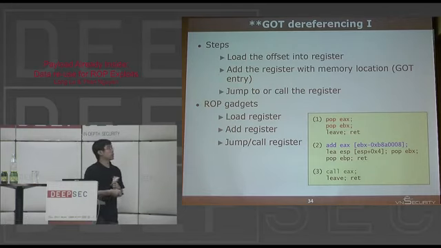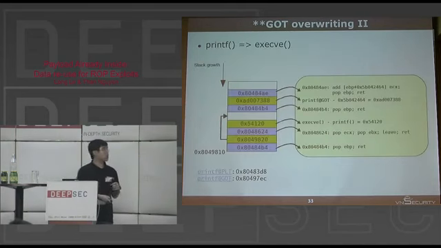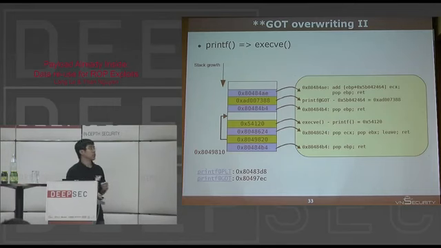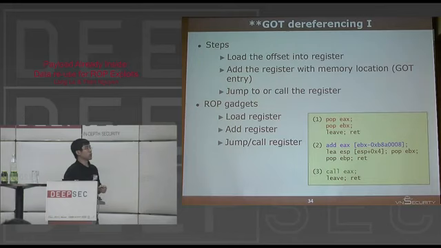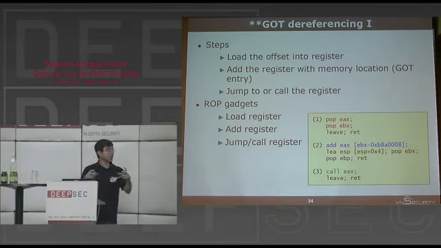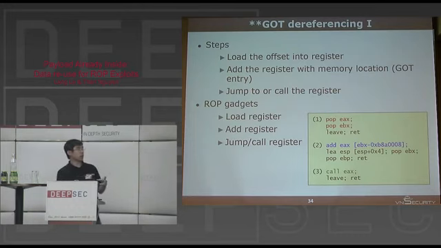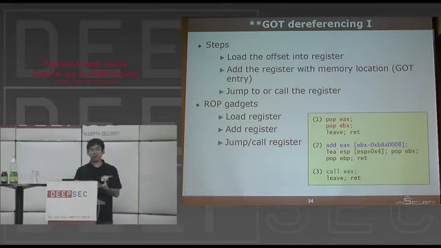And the other way to do that is GOT dereferencing. In the GOT overwriting in the previous slide, we overwrite the entry of printf to execve. In case we don't want to do that, we can resolve dynamically and just jump to that location. So the steps could be: load the offset, let's say between system or execve and printf, into the register. Add that register with the memory location of the printf GOT entry. Then once you have that value, you can just jump or call that register.